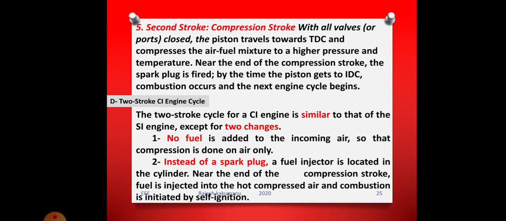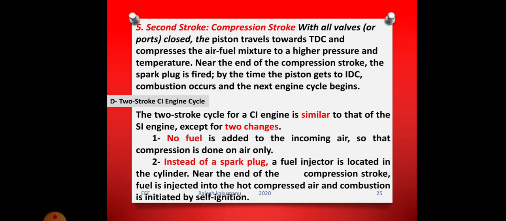Whenever the high pressure and temperature is reached, at the end of the compression stroke, the spark plug is ignited or fired. Then what happened? By the time the piston reaches top dead center, the combustion process takes place and the next cycle begins. As soon as the second stroke is finished, again the first cycle takes place. That's what happens in the two stroke SI engine.